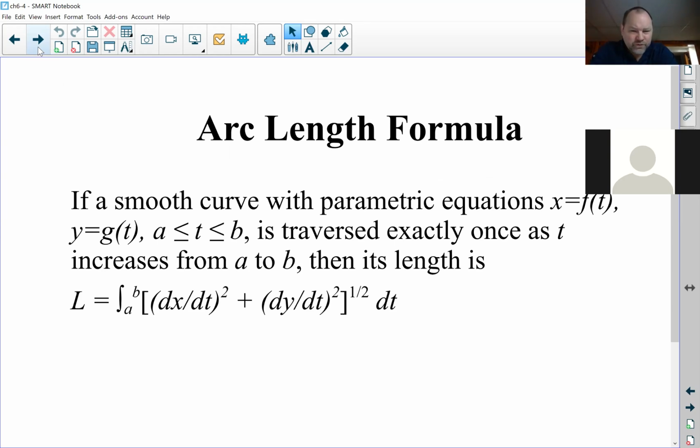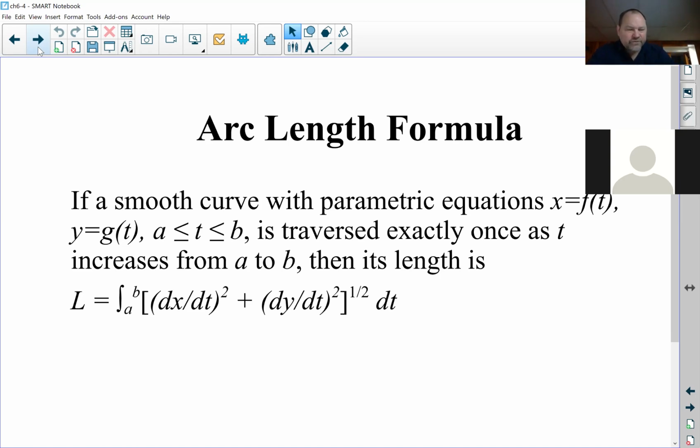if we have a smooth curve with parametric equations, remember a parametric equation, our x coordinate is defined by some function in terms of t, and our y coordinate is defined by a different function in terms of t. So we have x equals f of t and y equals g of t, where t is some value between a and b. And we traverse that curve exactly one time. So we go from one end to the other, and that's it.